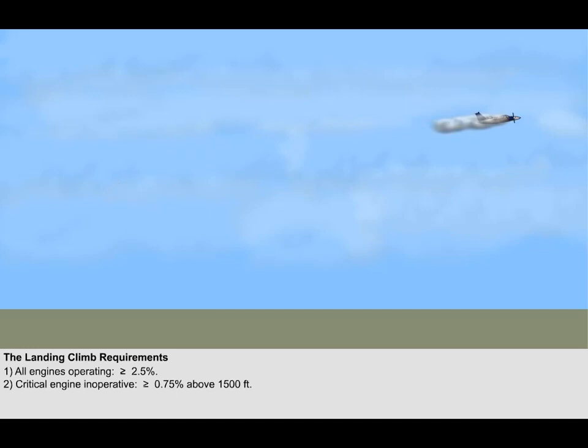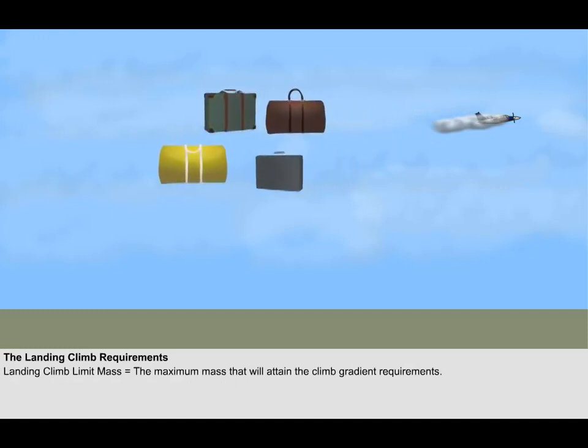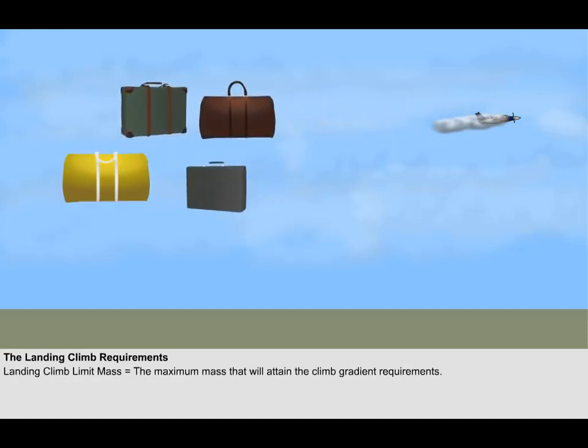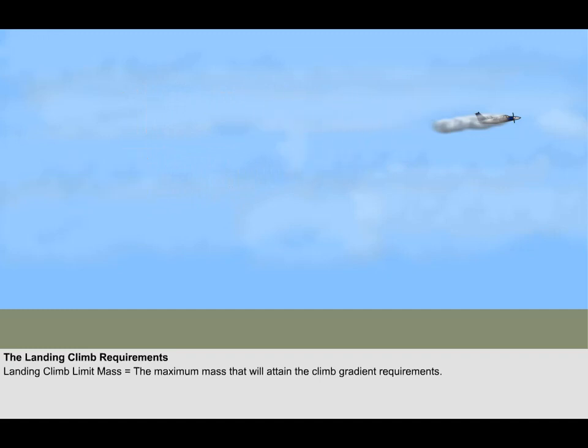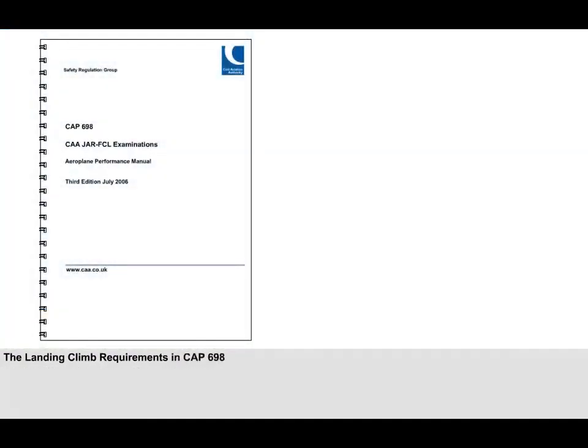Setting too high a level of regulation would impede on the operational capability of the aeroplane in terms of its payload, because if the aeroplane is unable to attain these gradients, then the weight of the aeroplane must be reduced to an amount which can allow the gradient requirements to be met. The term used to describe the maximum mass that can be carried and still attain the minimum gradient is the landing climb limit mass. We did mention earlier that the CAP manual shows the climb requirements.